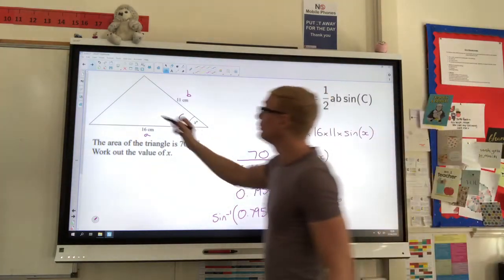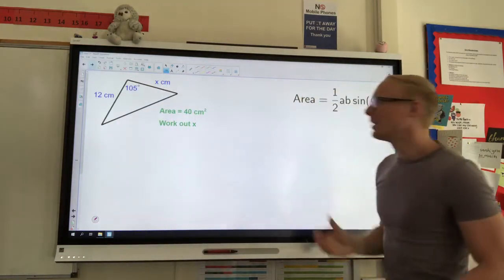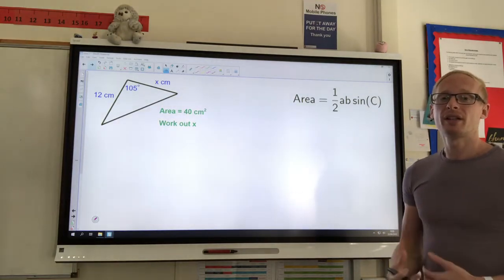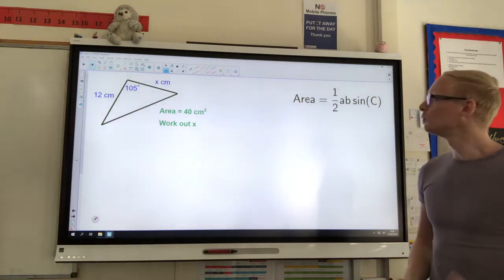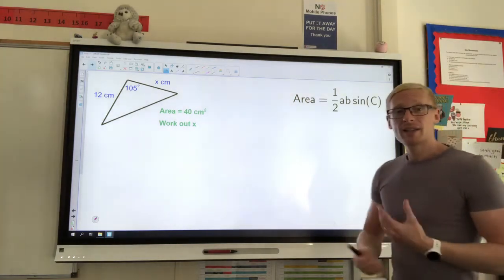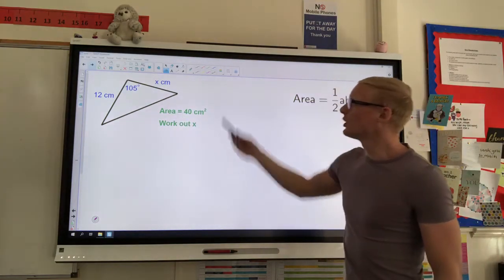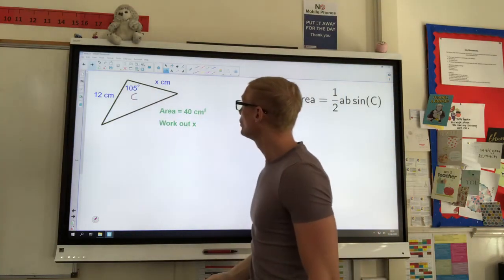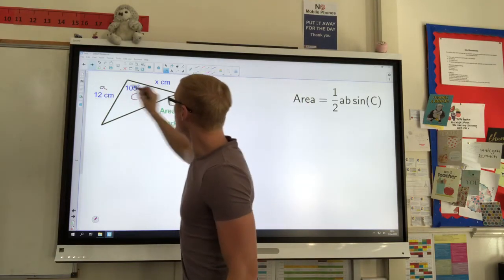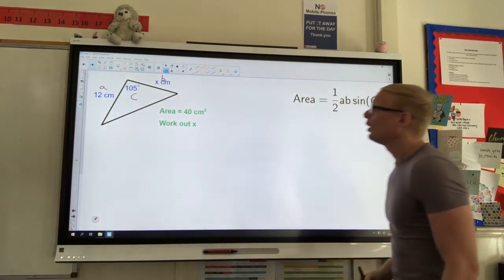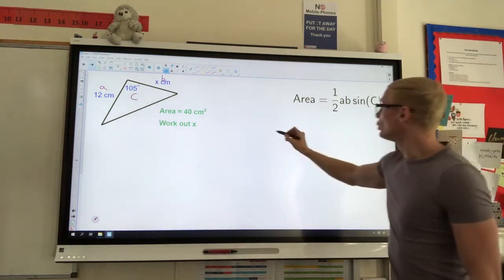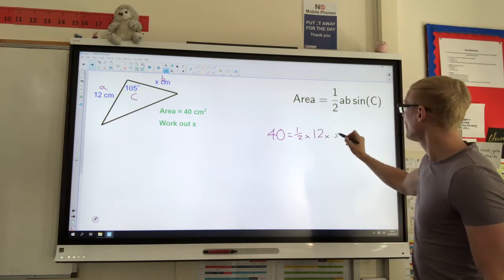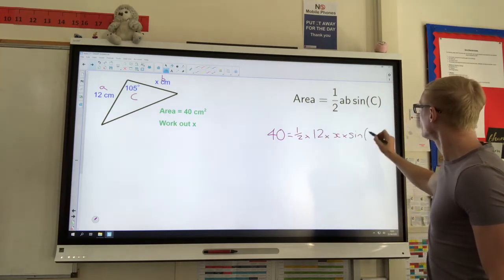Now the second example is relatively similar, but this time we're going to look to find a missing side. So label this as finding a missing side. The previous one was finding a missing angle. The process is relatively similar as much as we're given the area again, and we're looking to find a side this time. So label what you've got here. So capital C for the angle. Then we're looking at, let's say, A and B like that. So substitute in what you've got. You've got 40 equal to a half times 12 times x times sine of 105.